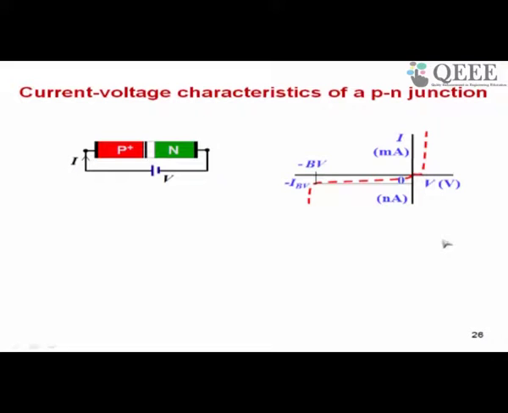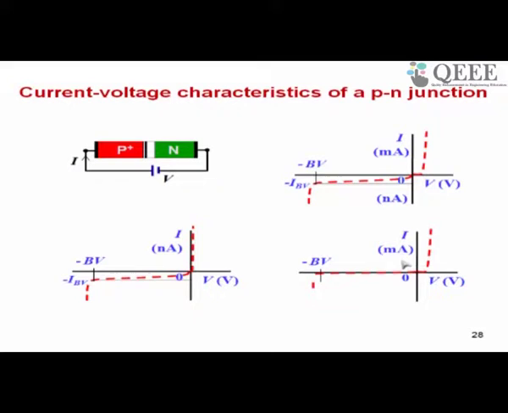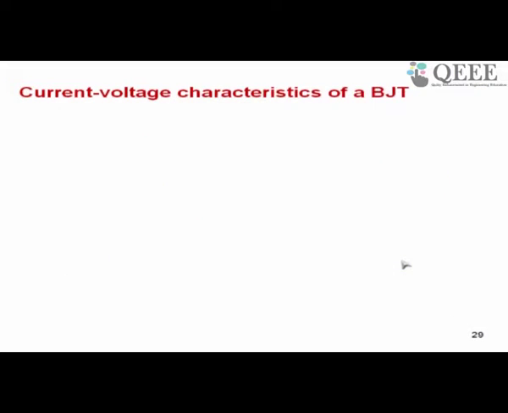So we also showed how the same curve looks if you use the same values of current in both positive y and negative y axis. So here is an example of a current voltage curve with milliampere current range, and here is an example of a current voltage curve with nanoampere range in positive and negative axis.